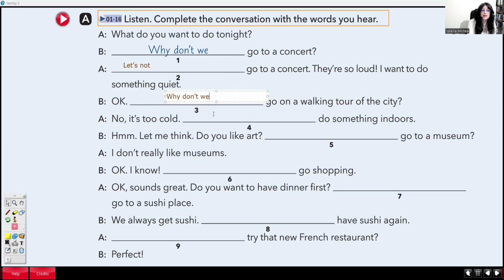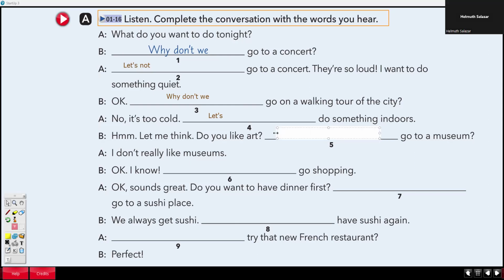There we go. And what about number 4? Let's. As easy as that. Let's do something indoors. What does indoors mean? Inside the house. Inside a house, inside a place, inside a building. So not out on the streets, inside somewhere. Thank you very much. Right. What about 5?